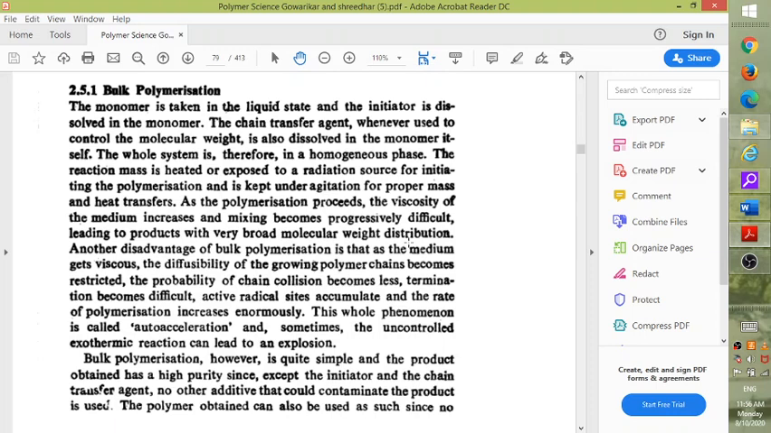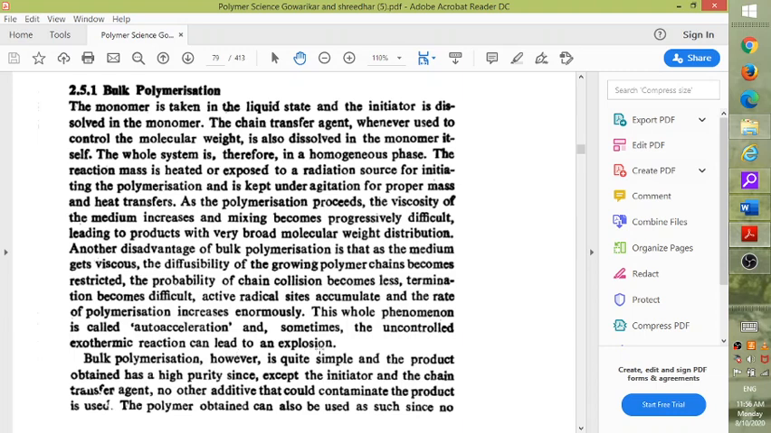Another disadvantage of bulk polymerization is that as the medium gets viscous, the diffusibility of the growing polymer chain becomes restricted. The probability of chain collision becomes less, termination becomes difficult, active radical sites accumulate, and the rate of polymerization increases enormously. This whole phenomenon is called autoacceleration, and sometimes the uncontrolled exothermic reaction can lead to an explosion.